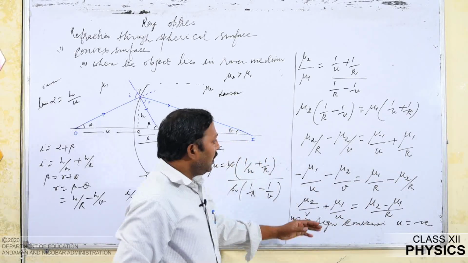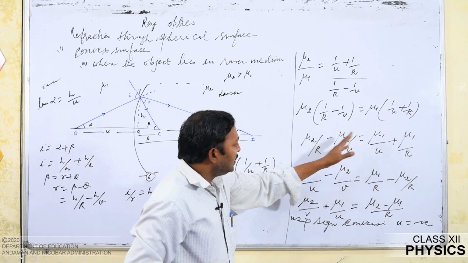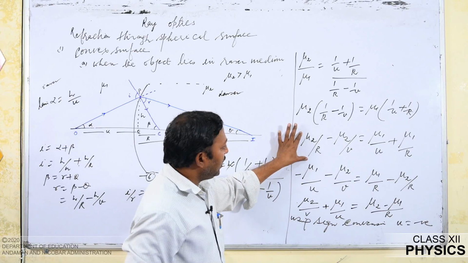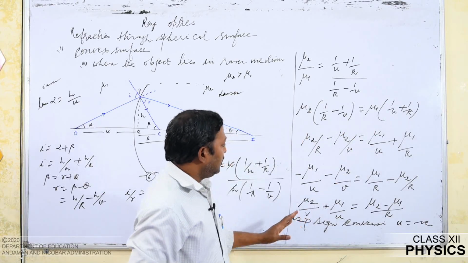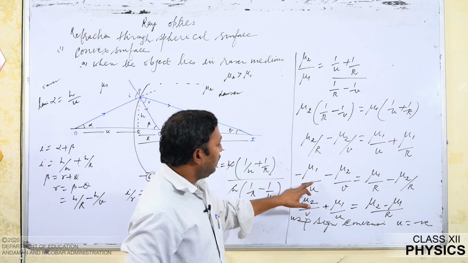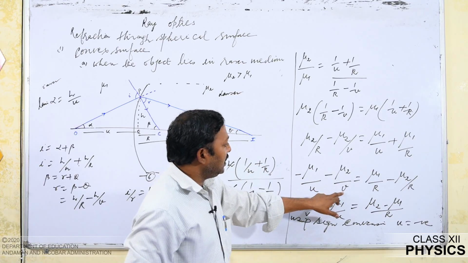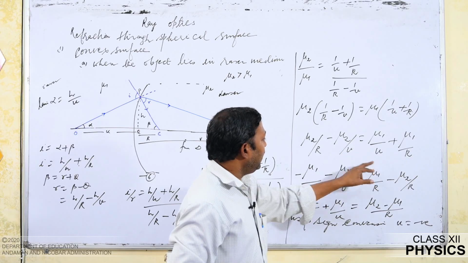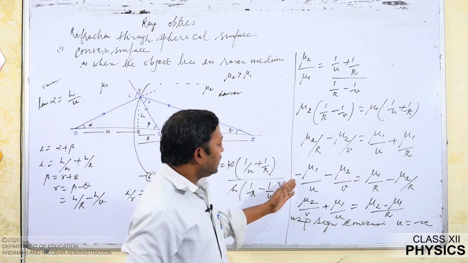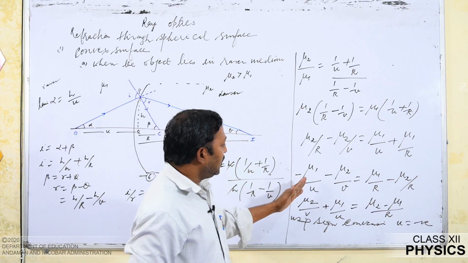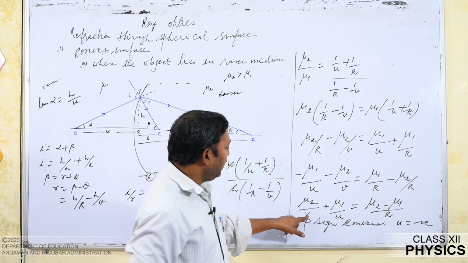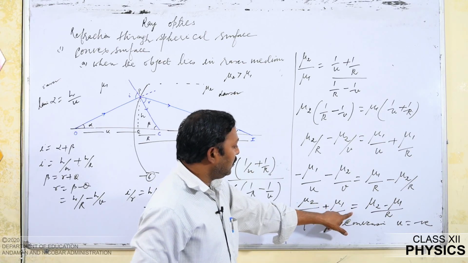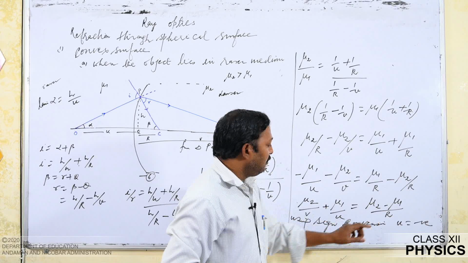Now bring this mu1 by u towards this side and take this mu2 by r towards the right side. Doing that gives minus mu1 by u minus mu2 by v is equal to mu1 by r minus mu2 by r. So, cancelling the minus sign on both sides gives mu2 by v plus mu1 by u is equal to (mu2 minus mu1) by r.